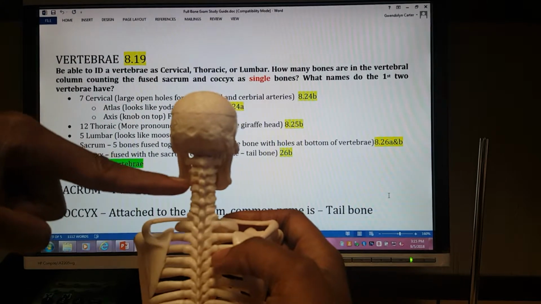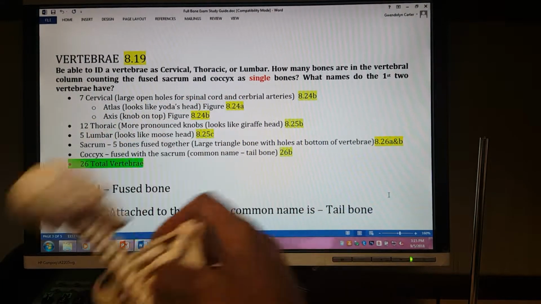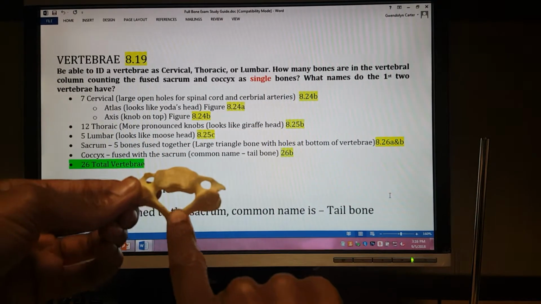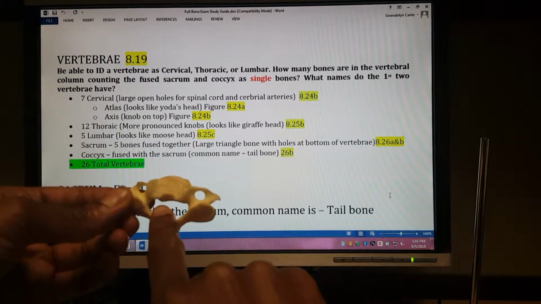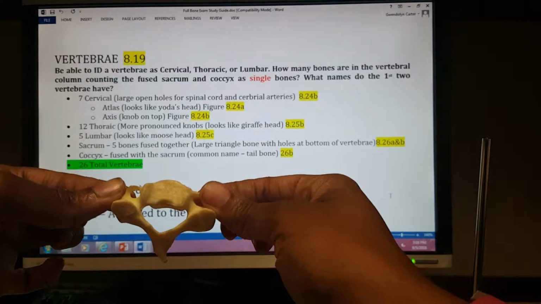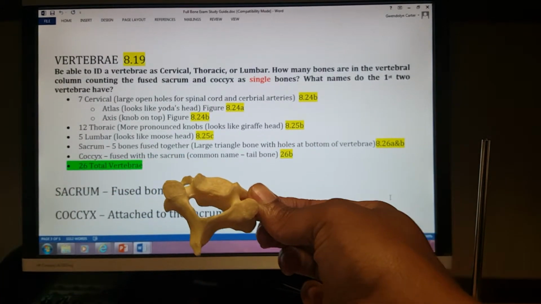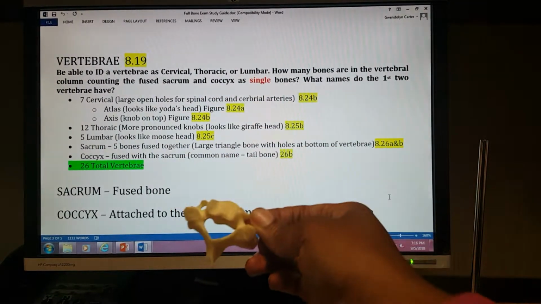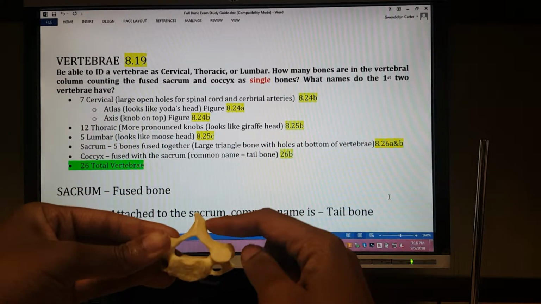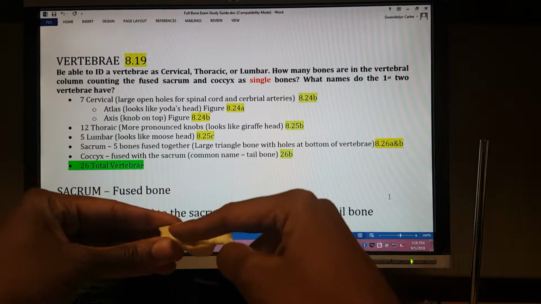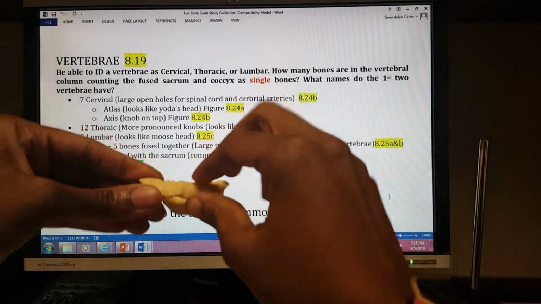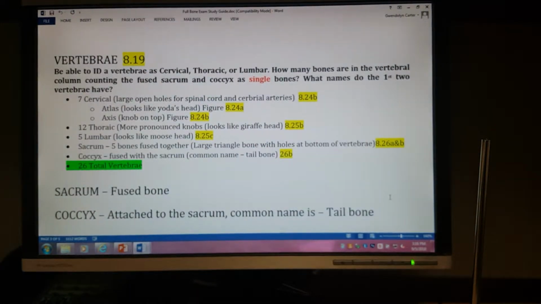Starting with our cervical vertebrae, these are the vertebrae in the neck. There are 7 of those. They have a large hole in the center, making room for the spinal cord, as well as 2 smaller holes on the side for the cerebral arteries. Cervical vertebrae also have a back portion, the spinous process, that is bifurcated or split into 2. Unfortunately this is a bad example, I think it just got broken off.